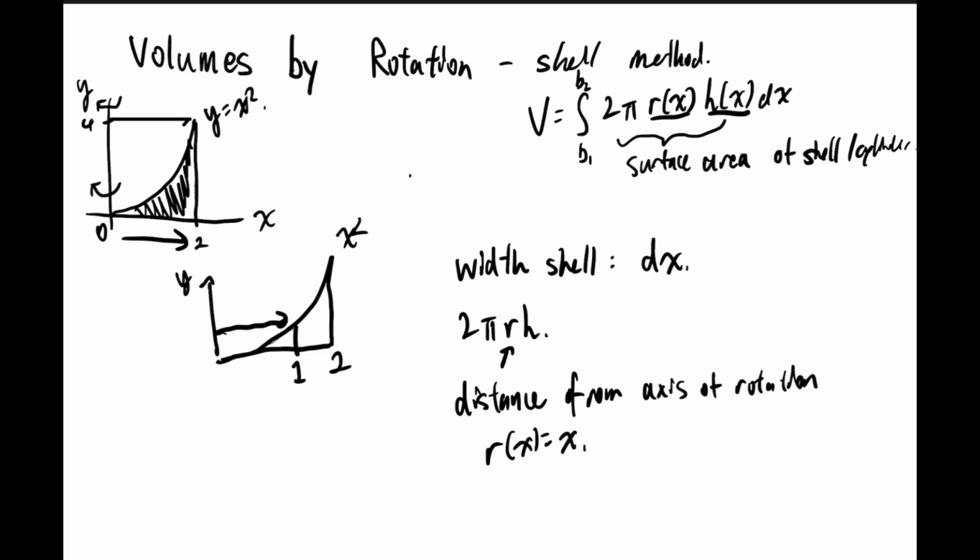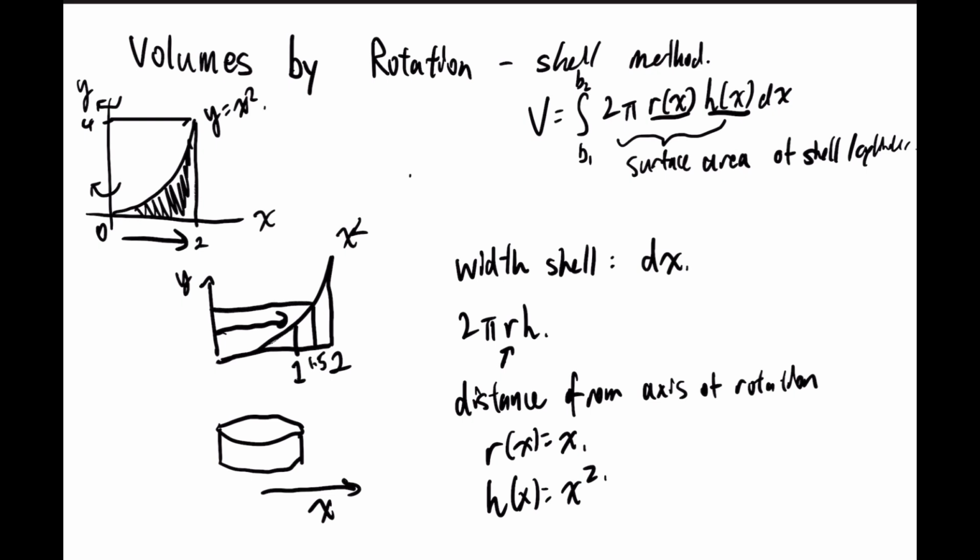Now what about your height? What is the height of your cylinder? Well, the height of your cylinder varies as you move x outward, right? As x increases, your height also increases because x squared is an increasing function. So with that in mind, our height of x would just be our function x squared. As we move outwards, let's say to 1.5, your height varies according to the function x squared, or whatever other function your shape is being bound by.